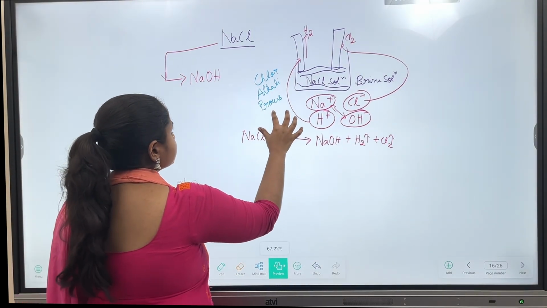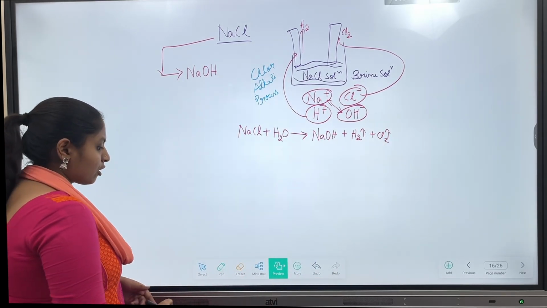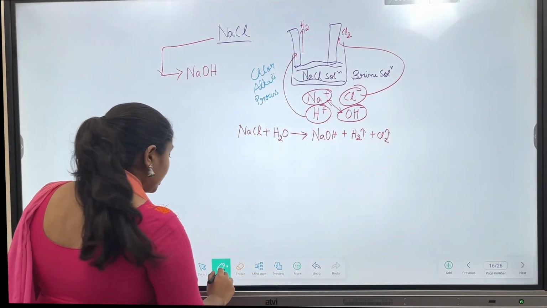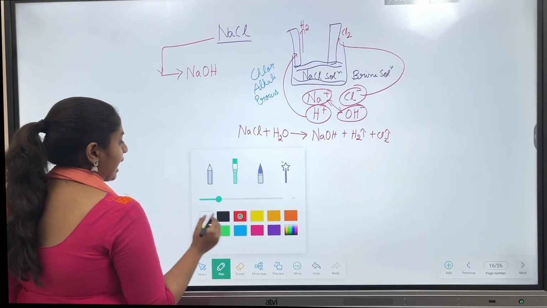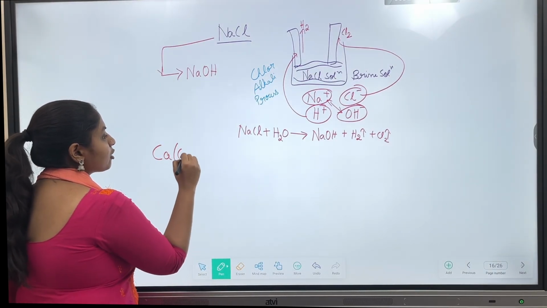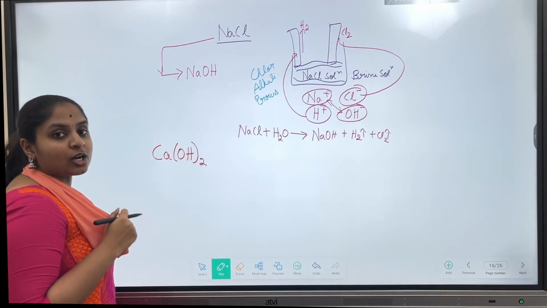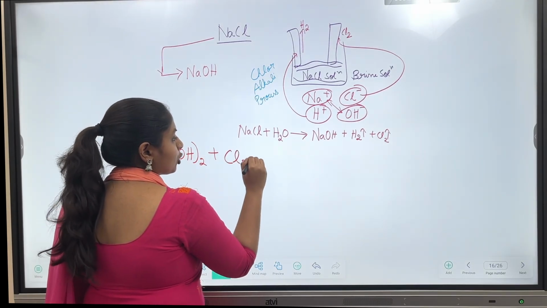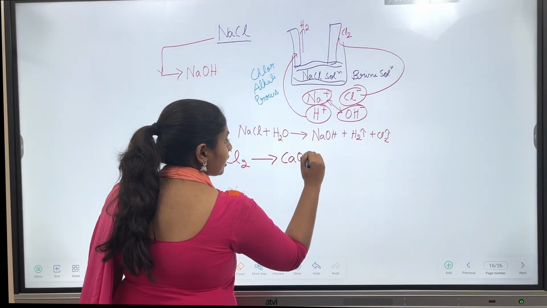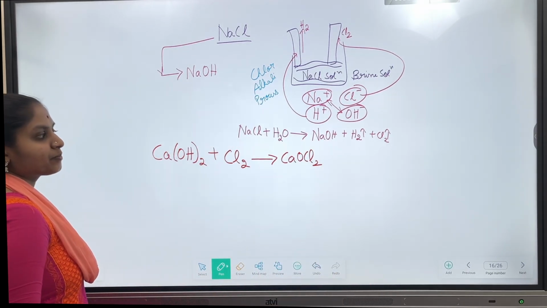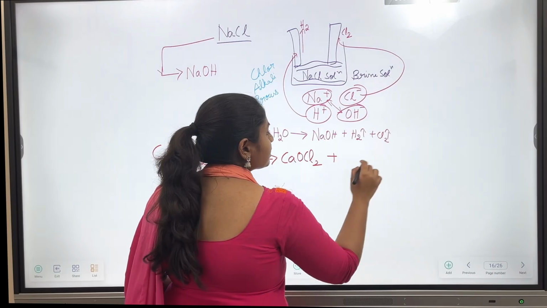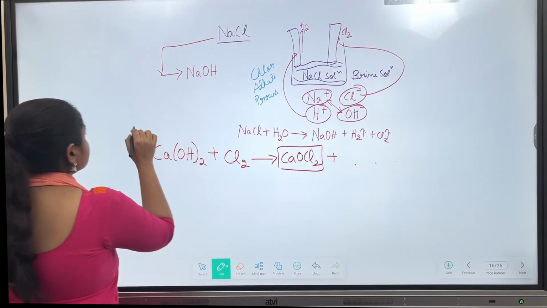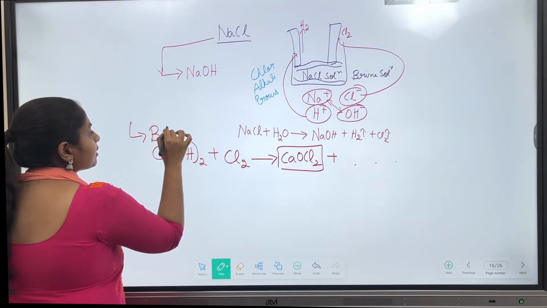Now if you closely observe here, Cl2 gas is being evolved. This Cl2 gas is very important. So what I will do is react Cl2 gas with calcium hydroxide. The common name of calcium hydroxide is slaked lime. When slaked lime reacts with Cl2, I will get CaOCl2 plus some byproducts. This CaOCl2 is also known as bleaching powder.